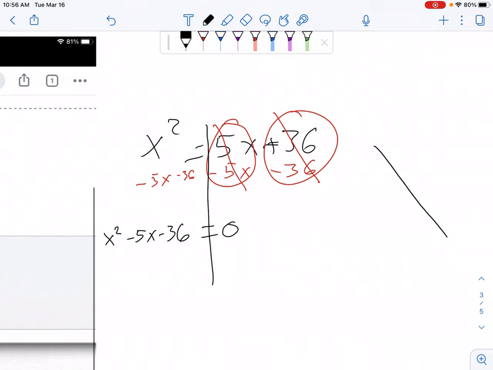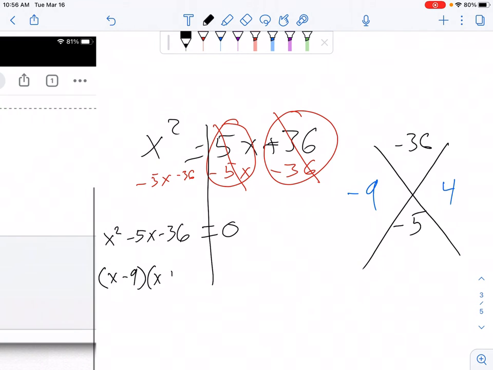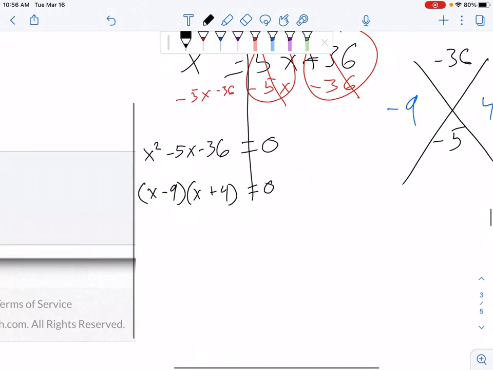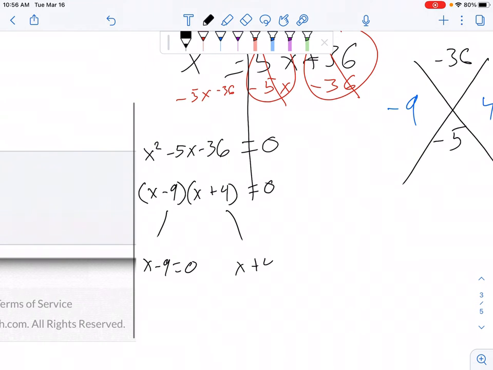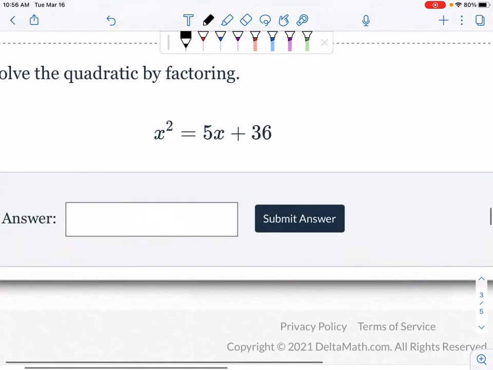Now that I have that, I'm going to fill out my big X, negative 36 and negative 5. These are the same numbers we were working with last time. I'm going to get a negative 9 and a positive 4 again. So I'm rewriting this as x minus 9 times x plus 4 equals 0. And each one gets set equal to 0 now. X minus 9 equals 0. X plus 4 equals 0. So I'm adding 9 here. And x equals 9. I'm subtracting 4. And x equals negative 4. So my two answers on this one were also 9 and negative 4.